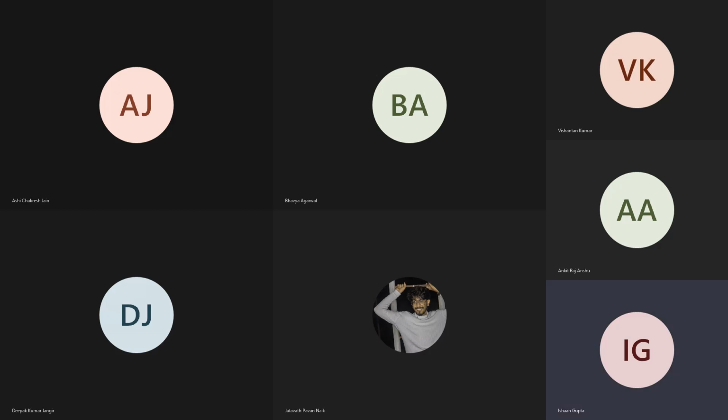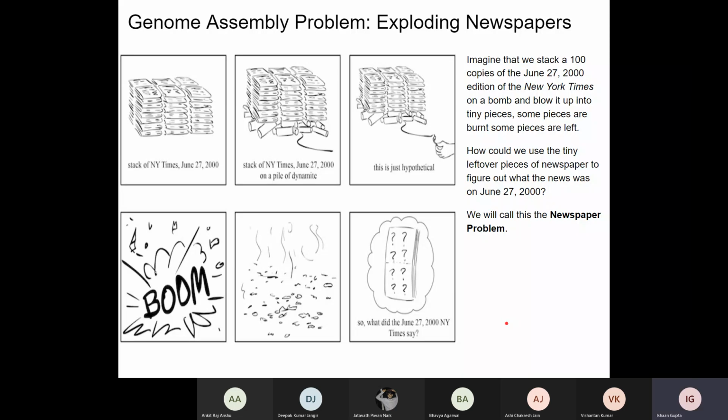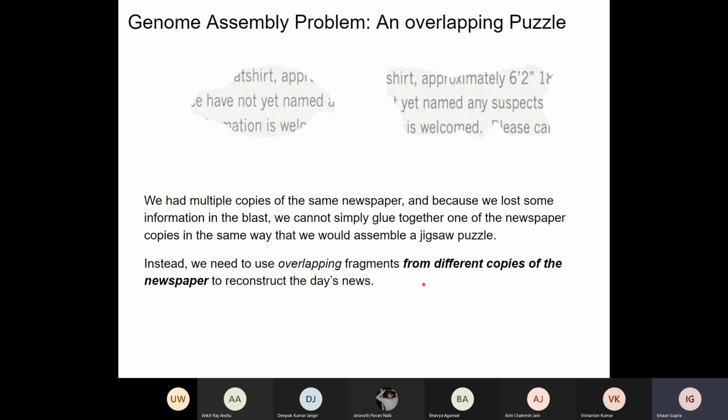So in the last class, I basically introduced you to the genome assembly problem, which can be abstracted as the exploding newspapers problem. So basically, each genome can be considered as a full edition of a newspaper. And now let us say copies of these newspapers were stacked and blown into pieces. And from these pieces, you have to piece together what was one copy of the original newspaper.